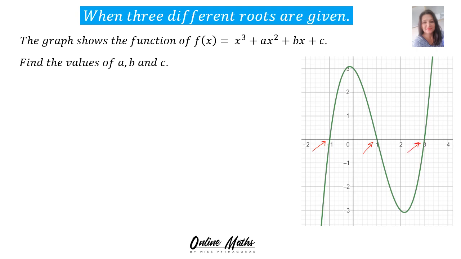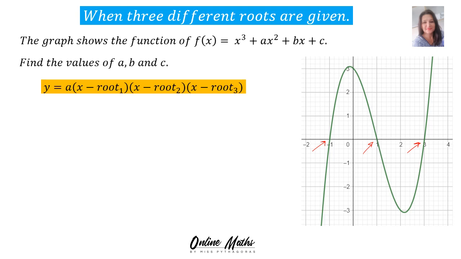Now the formula that we will use is the formula y is equal to a times x minus root 1, x minus root 2, x minus root 3. And please note that this formula is not on the formula sheet. So first of all, we need to investigate a, the coefficient. When you go back to the given equation, you will see that the coefficient of x to the 3, although there's nothing there, is an invisible 1.